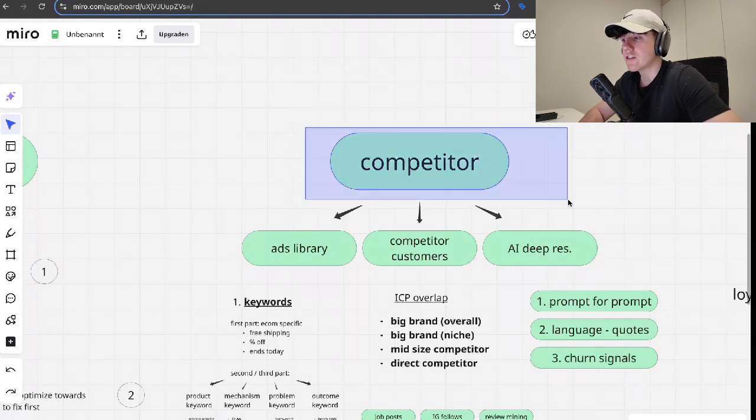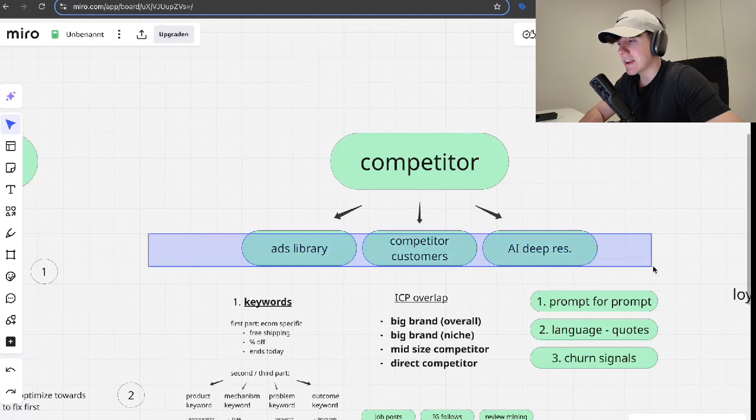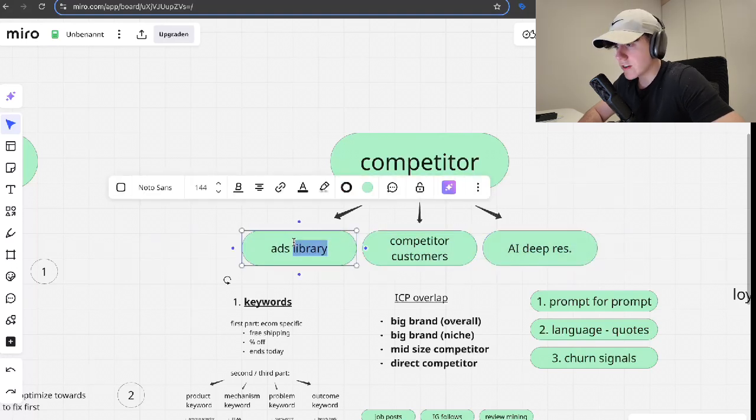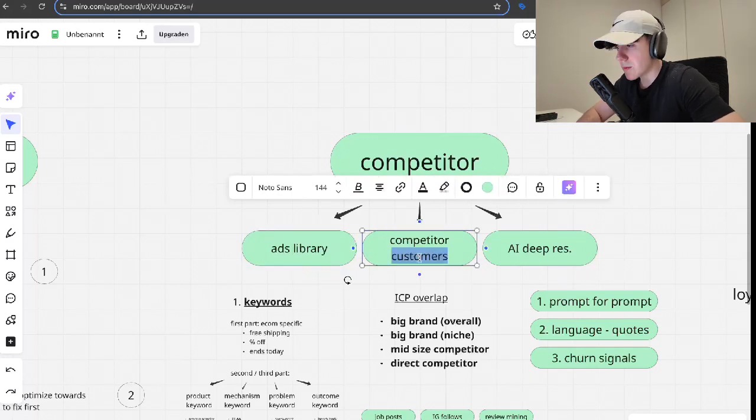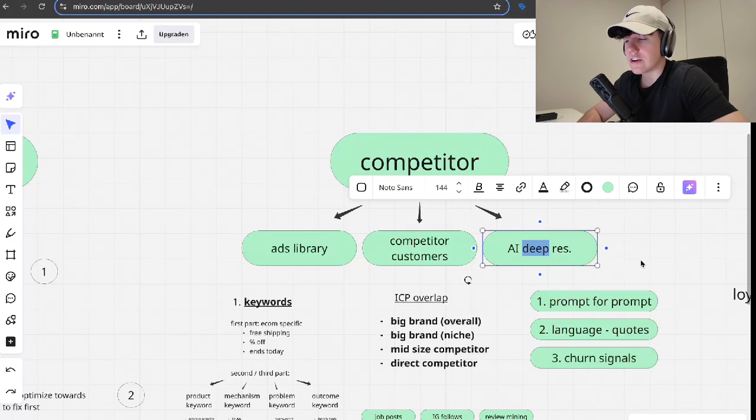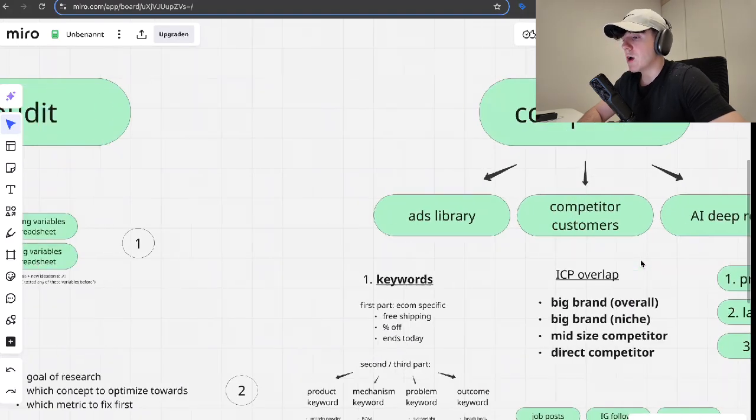The competitor research, you can also separate into 3 different categories, which is the ads library research, or I just called it the ads library research. Obviously, any spy tool falls into this too. Then we have competitor customers, and then we have the AI deep research. And I want to break down exactly what I mean with each of these.